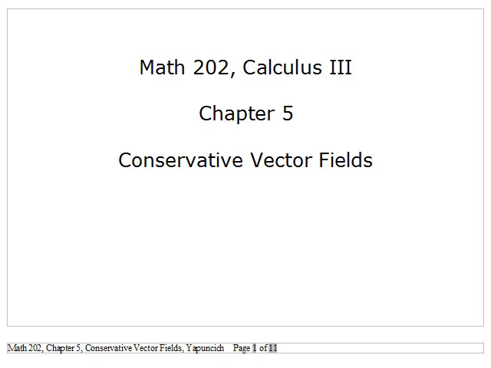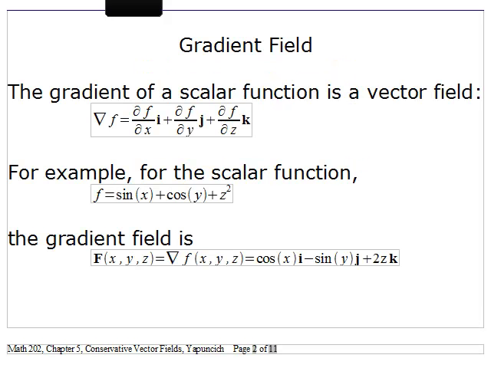This is lecture 3 for chapter 5, calculus 3. It is on conservative vector fields. If you have a scalar function and you take its gradient, that means you apply the del operator to a scalar function, you get out a vector. It is the gradient of f.